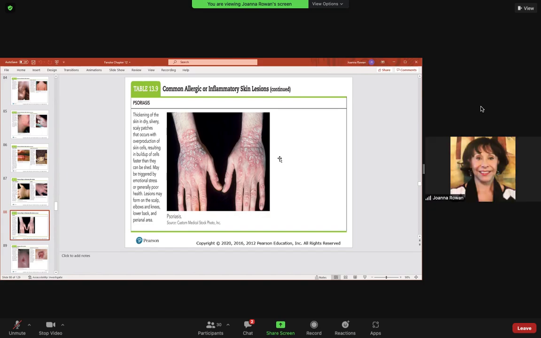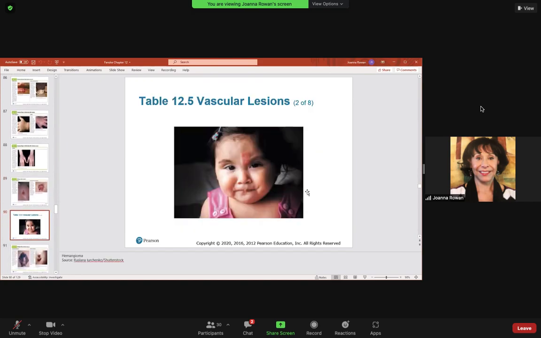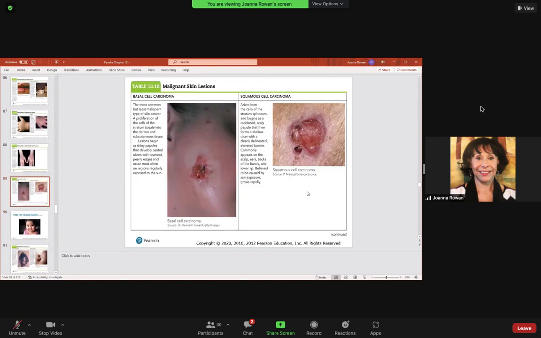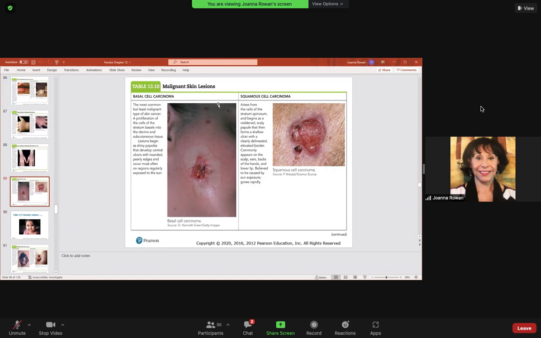Yeah. There will be something like, for instance, in psoriasis. How would you identify that it is a psoriasis? What does the definition say? Thickening of the skin in dry, silvery scale patches. So that should give you an idea of what they are talking about. Okay. And I can't remember if there is, just in case, studied basal cell carcinoma and squamous, and that's it.